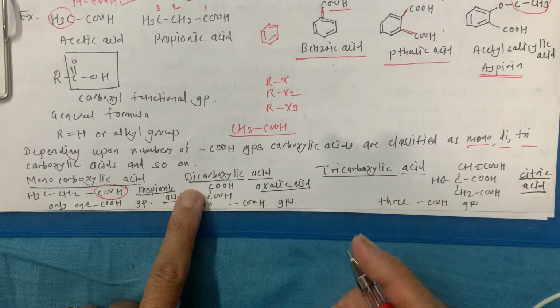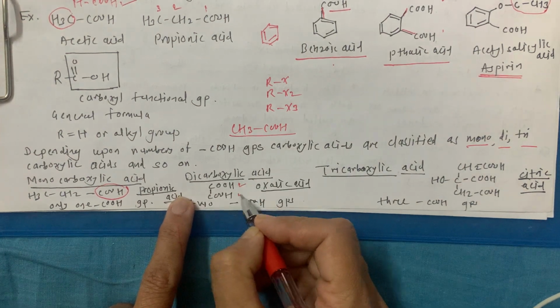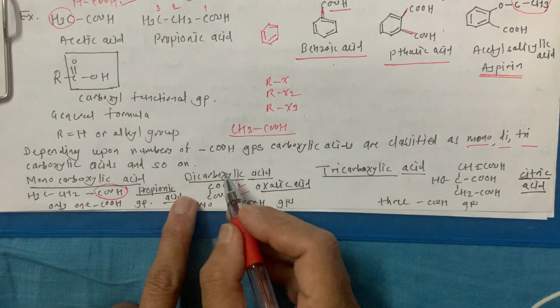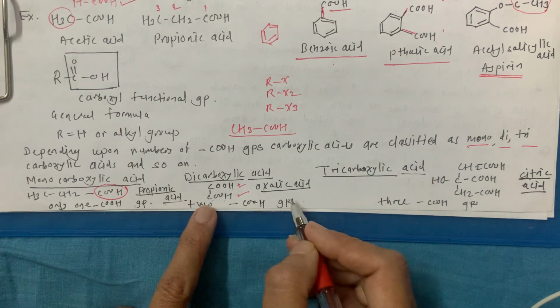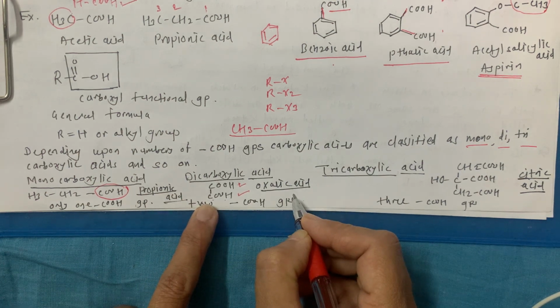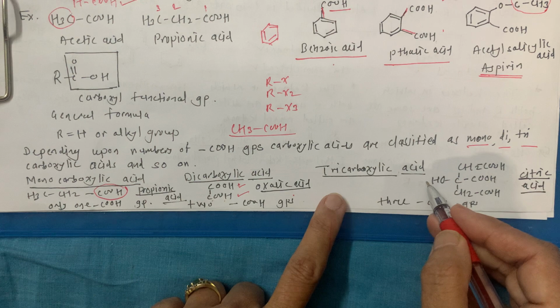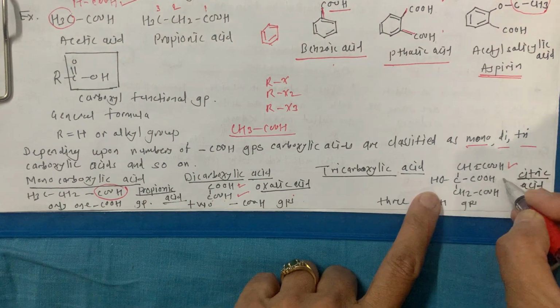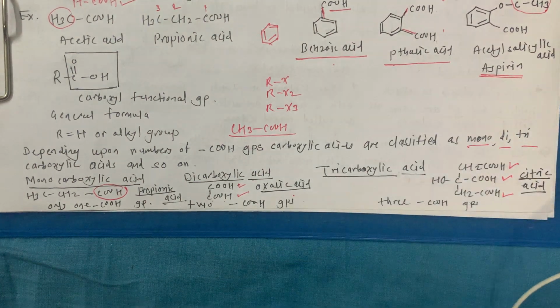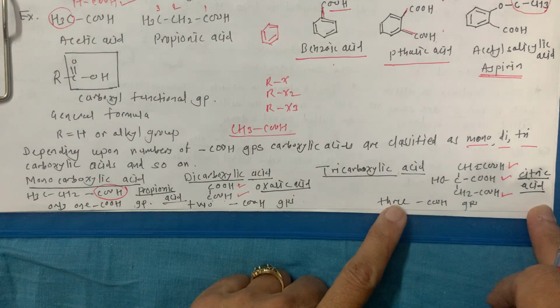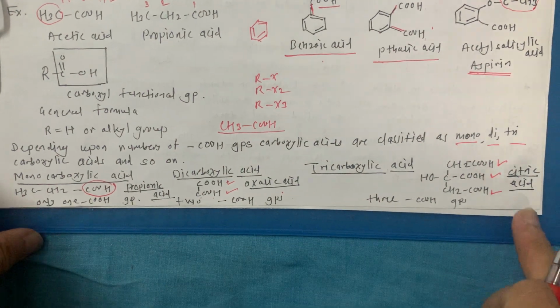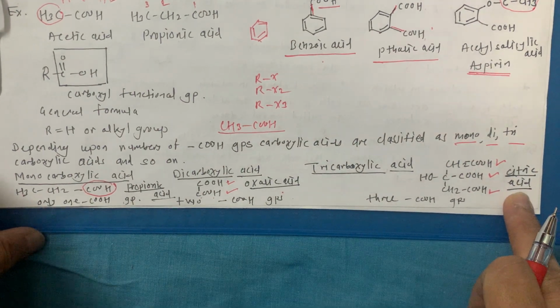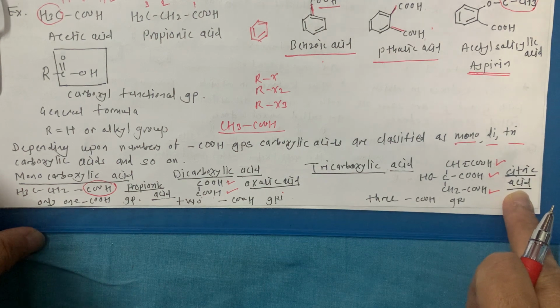Dicarboxylic acid has two carboxylic groups. COOH attached to COH, and this is known as oxalic acid. Tricarboxylic acid is when there are 3 carboxylic groups attached, and a typical example of tricarboxylic acid is citric acid. Citric acid, we know it very well.